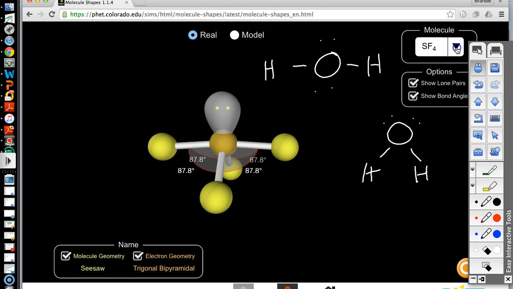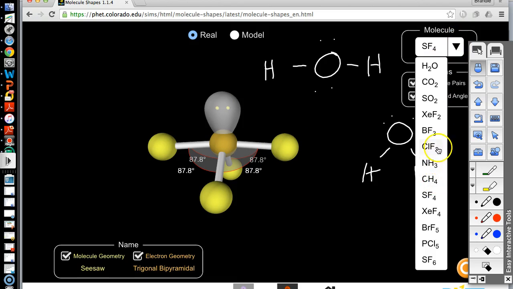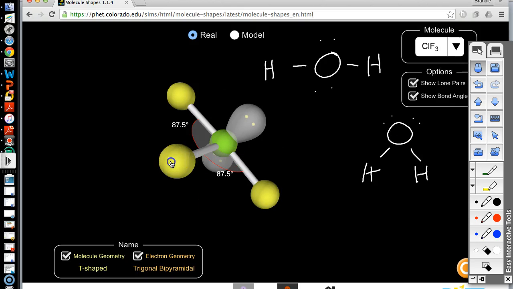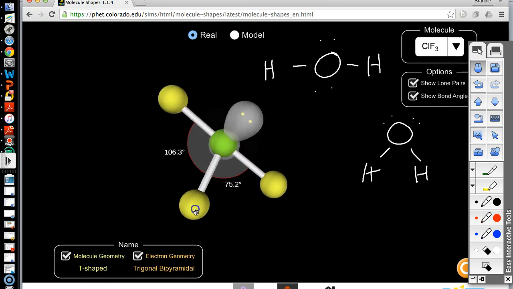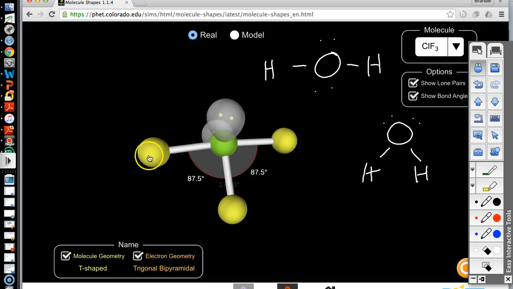Did I show you T-shaped? There it is. There's a T-shape. The atoms are shaped like a T, and the lone pairs don't count when you name them. Ta-da! Lindsay, you made this a minute ago. That was for the trigonal planar.